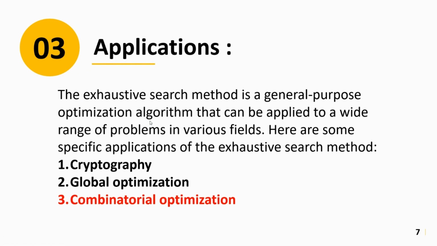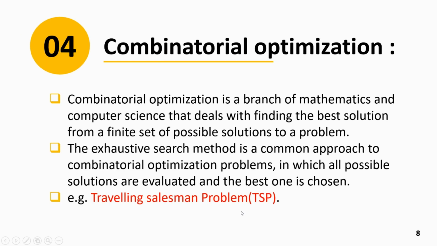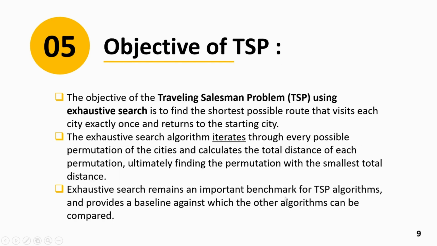Let us see the applications of the exhaustive search method. Some of the applications are cryptography, global optimization, and combinatorial optimization. In this video, I'll be dealing with combinatorial optimization. What is combinatorial optimization? Combinatorial optimization deals with finding the best solution from a finite set of possible solutions. An example of combinatorial optimization is the traveling salesman problem. The objective of the traveling salesman problem is to find the shortest possible route that visits each city exactly once and returns to the starting city.